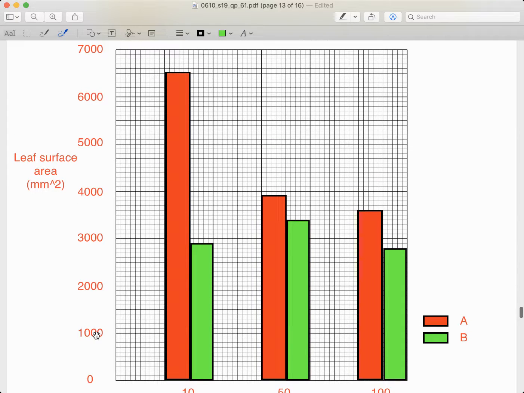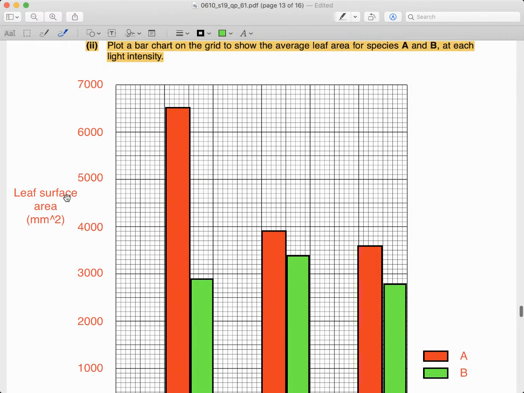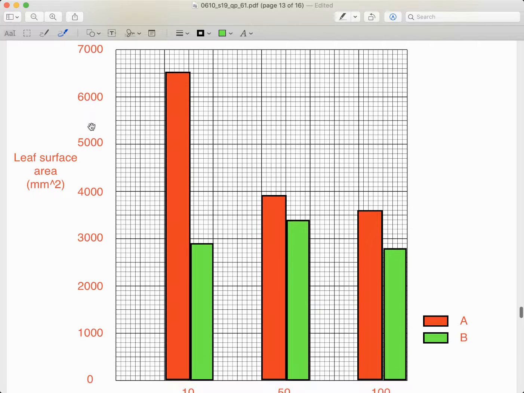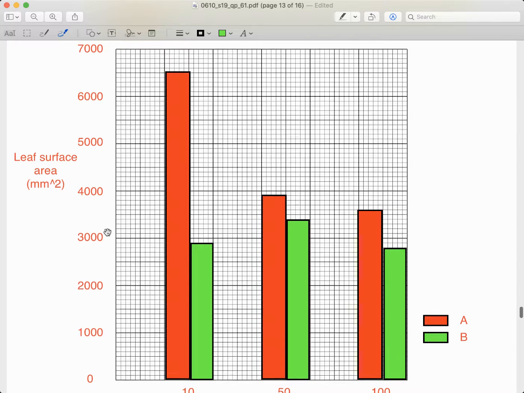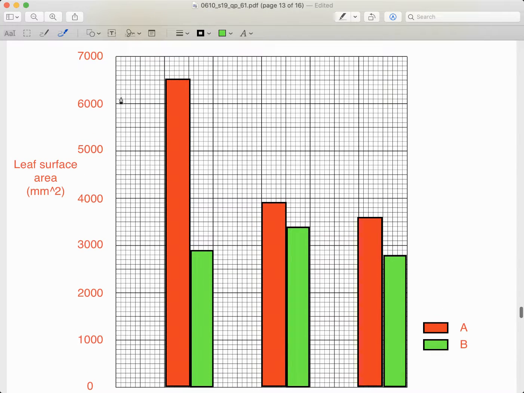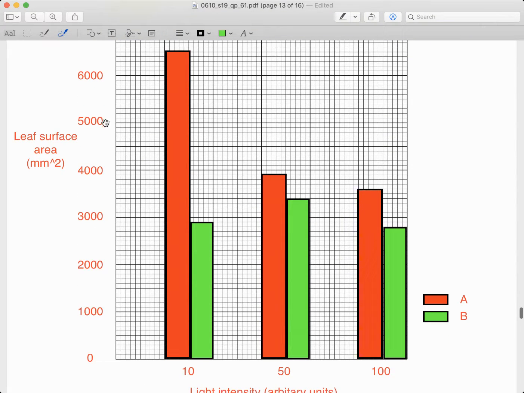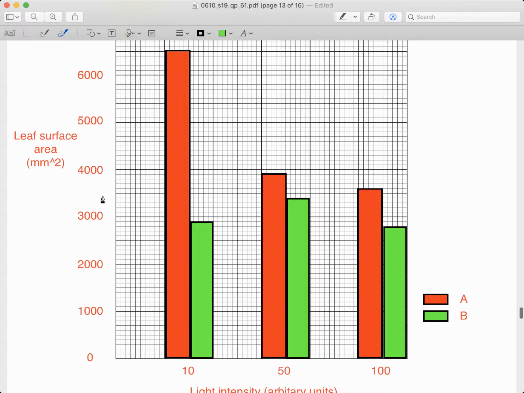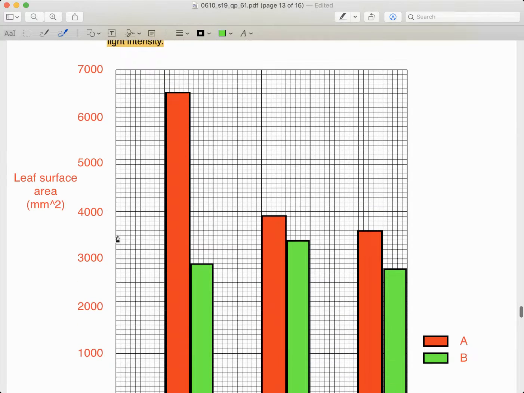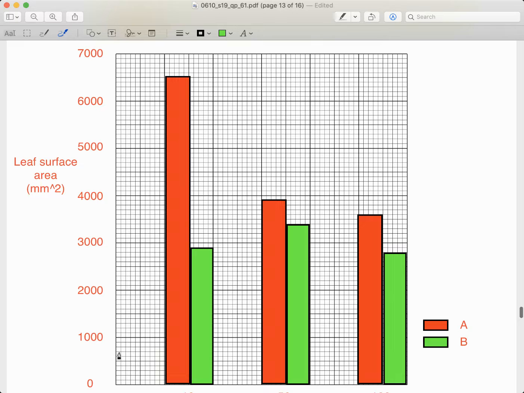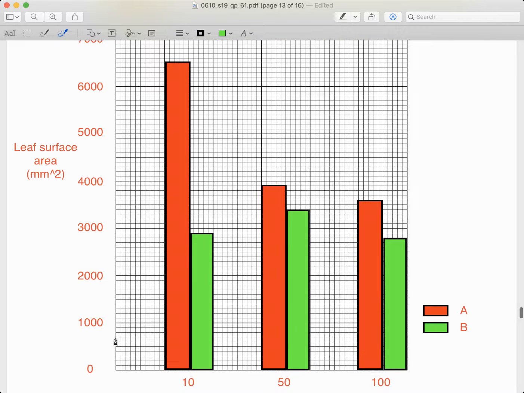On the y-axis, which is our dependent variable, what we're measuring, we've got the leaf surface area in millimeters squared. As I said, 6,500 is the maximum value, so whatever grid you create and whatever numbers you put on, it has to accommodate 6,500 as the maximum. You need to figure out what a good scale might be. Here I've chosen 1,000 per 10 units of grid. For every 10 little squares, that's going to represent 1,000. And when we do that, we can start to plot our data.